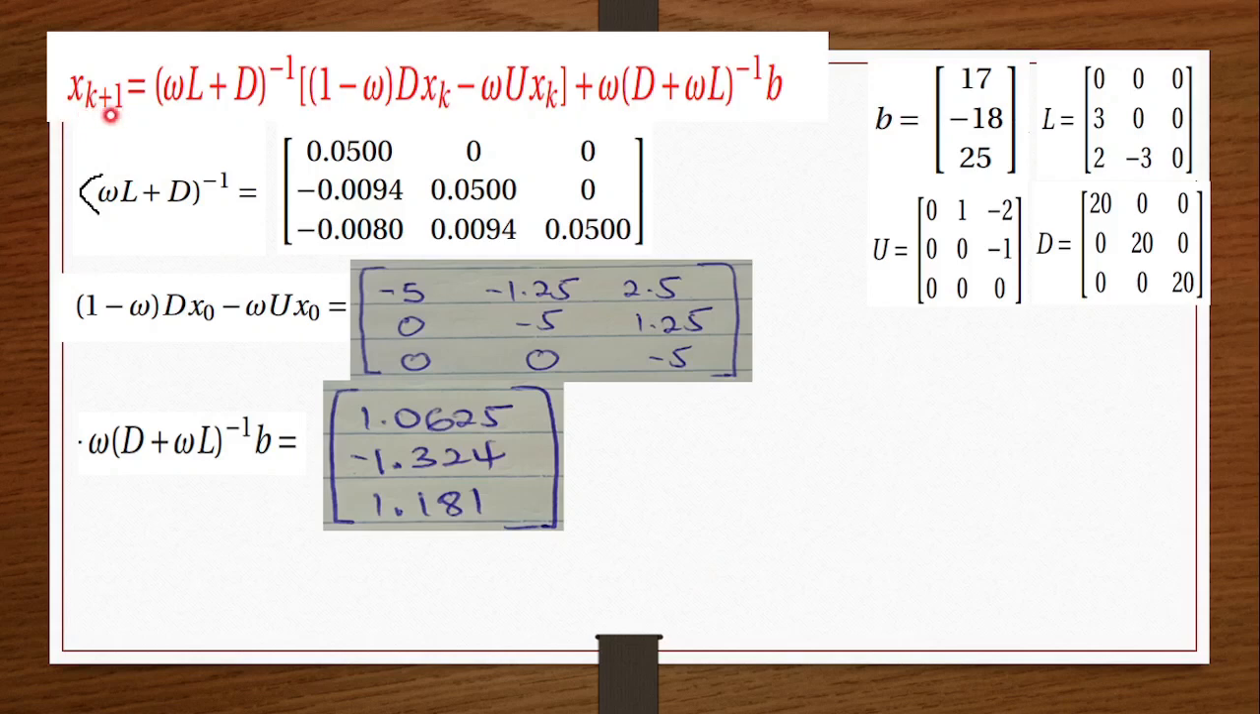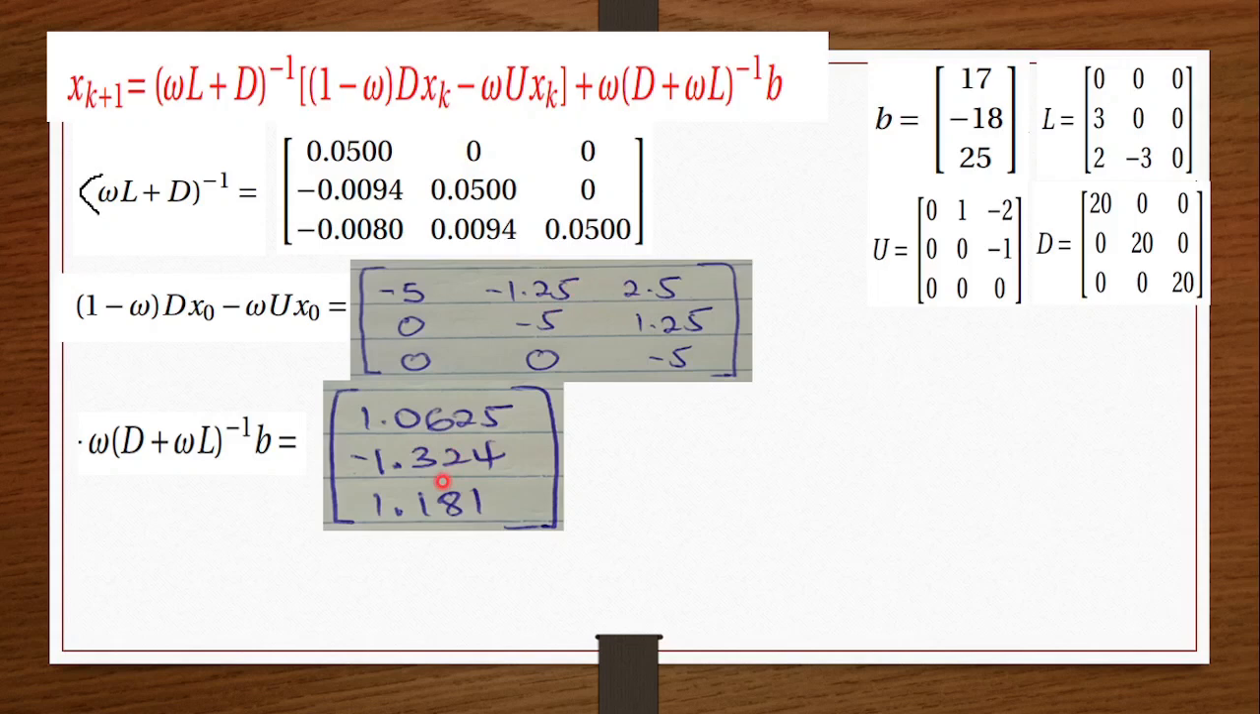Now that we know all the values for the terms, term 1, term 2, and term 3, we can now find the value for x1. To do that, we are going to multiply the first term by the second term plus the third term. So we take the first term times the second term, plus the third term. So these two, we multiply them, plus this term.